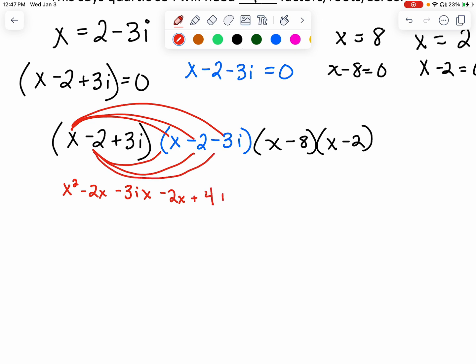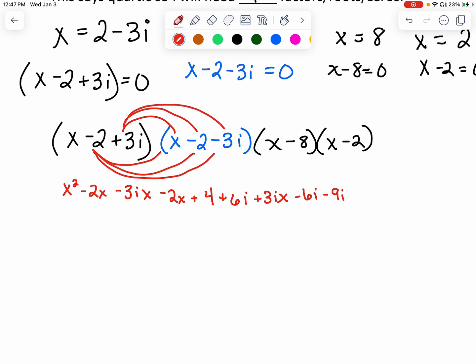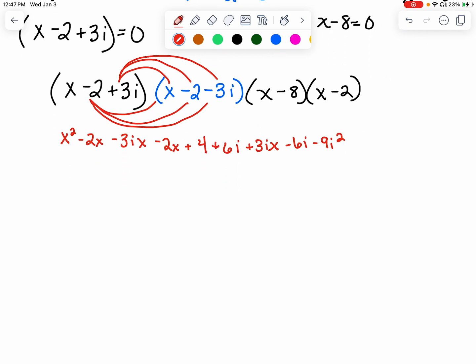Plus 6i, plus 3ix, minus 6i, minus 9i squared. I need to get all of that put together before I even move on. That's going to be x squared. These are going to go away. These are going to go away. And this turns into a plus 9.